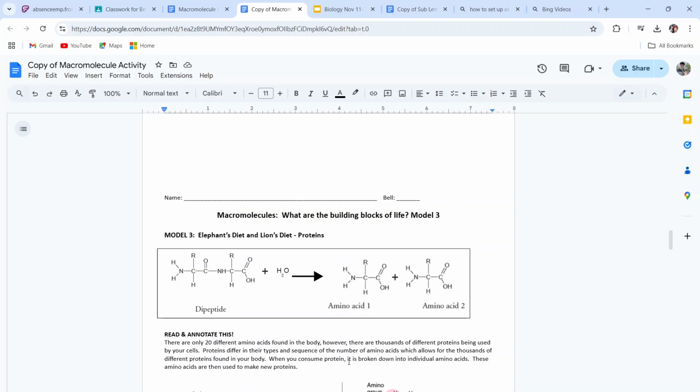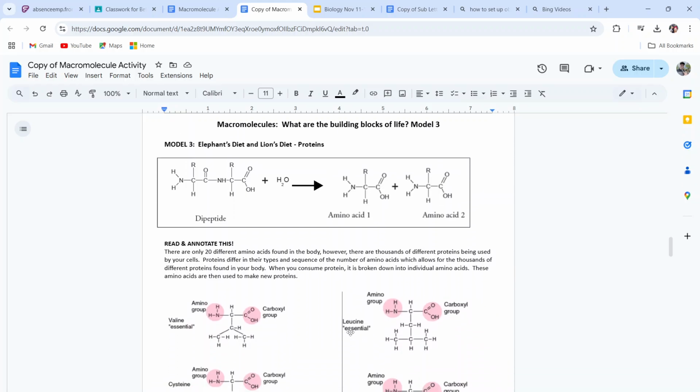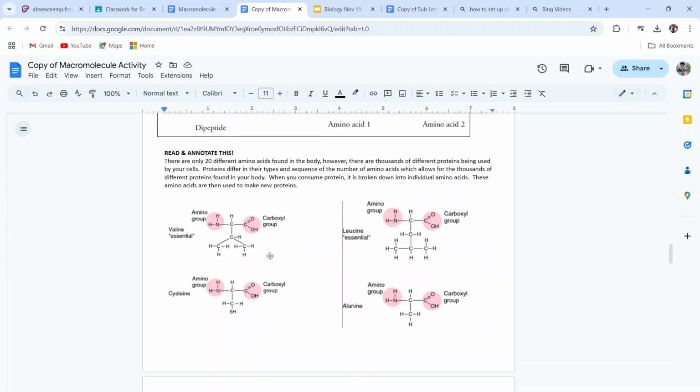Now building on that, we have our Model 3. In Model 3, we're taking a look at what is called a dipeptide. Again, di meaning two, peptide is talking about how we have 2 amino acids. This one is taking a look at the amino acids that are going to be used for making proteins. Now, one thing to make note of is that in your body, you have 20 different amino acids that you have to have in order to make thousands of different proteins. Now, you can have those 20 different amino acids being used in many different varieties and many different forms that are going to make all of the proteins that you need for survival.